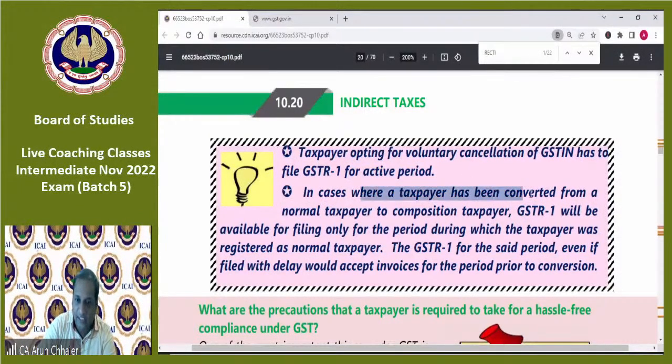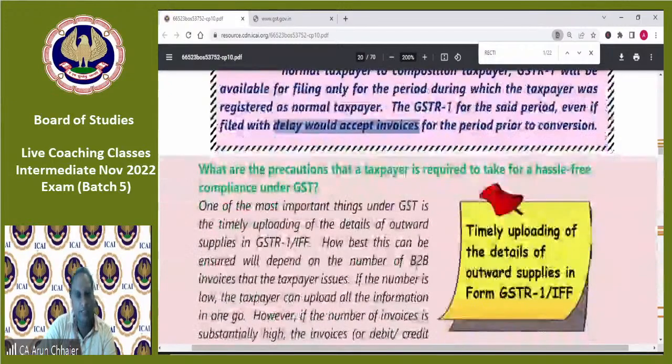In case where a taxpayer has been converted from normal to composition, GSTR1 will be available for the period during which the taxpayer was registered as normal. The GSTR1 for the said period, even if filed with delay, would accept invoices for the period prior to the conversion. Okay, no problem.